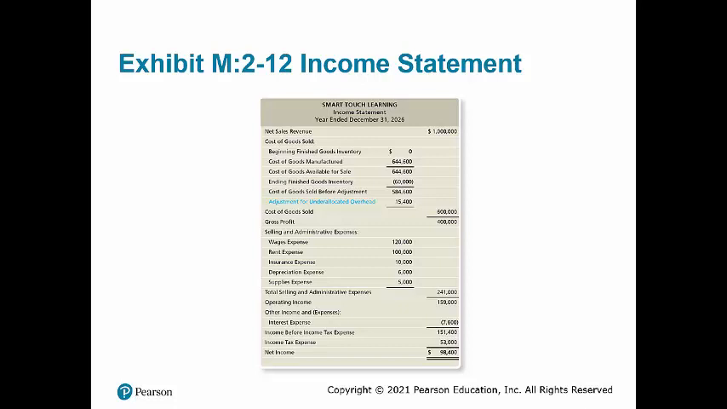If you notice in blue, we have the amount of the underallocated manufacturing overhead adjustment of $15,400. That would be added to that cost of goods sold before adjustment to get the total or actual cost of goods sold amount of $600,000.